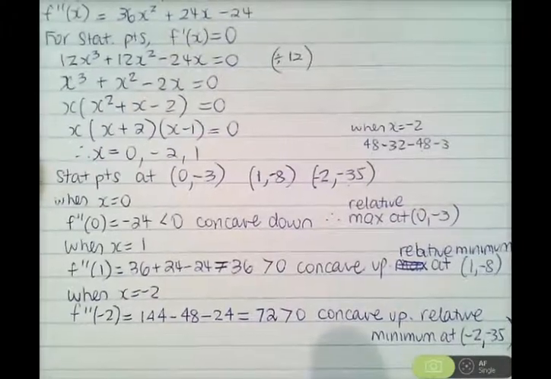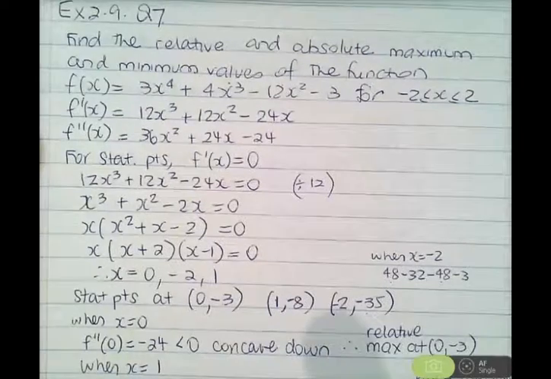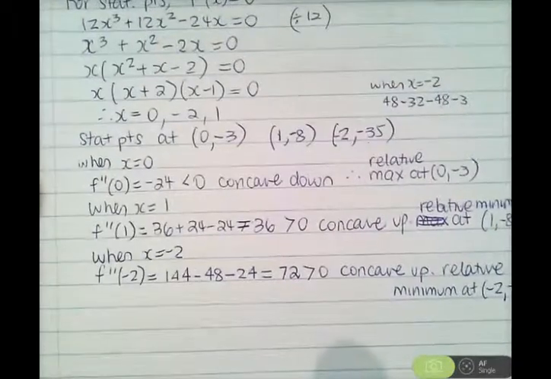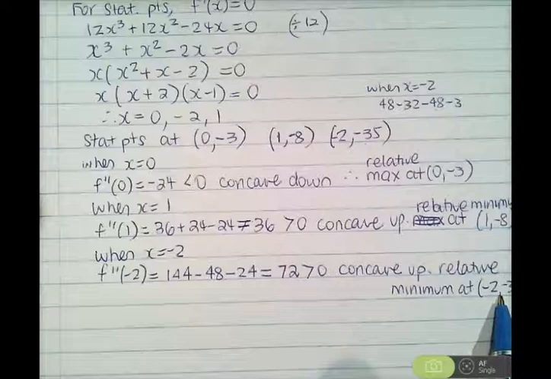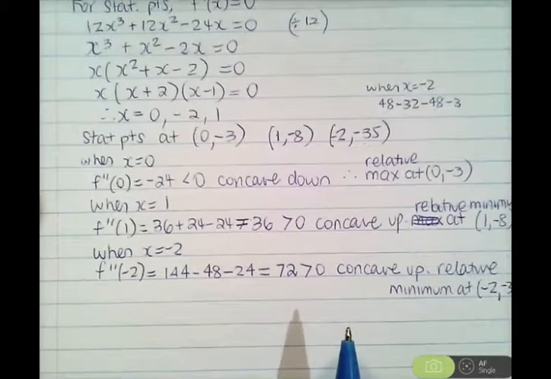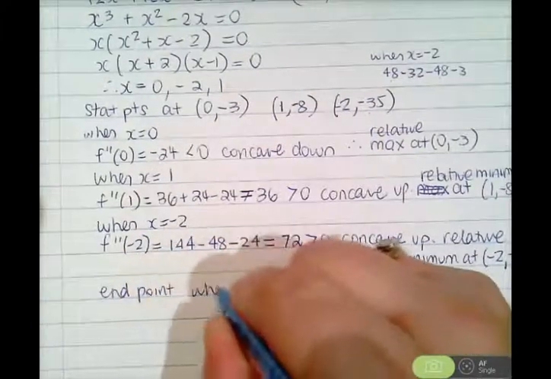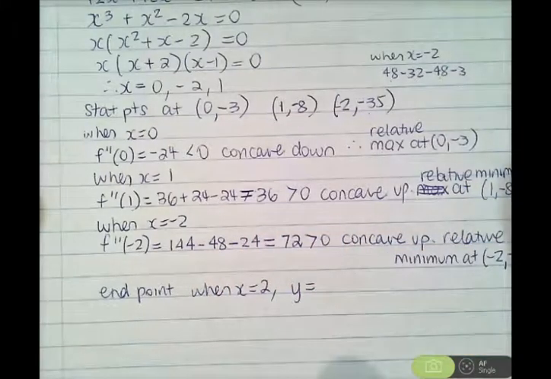Before we go any further, we want relative maximum and minimum values in the domain negative 2 through to 2. We know when x is negative 2 that y is negative 35, so we've already got that end point. We just need the other end point, which is when x is 2.